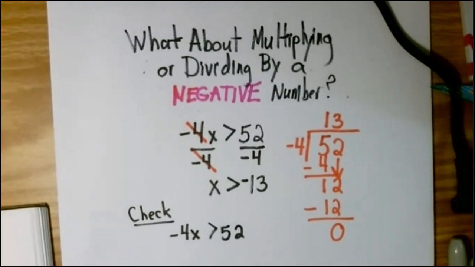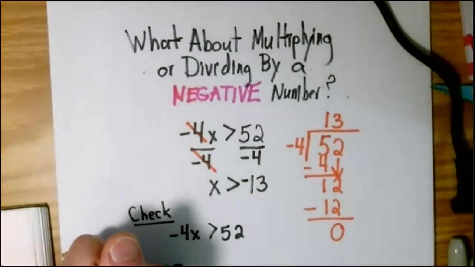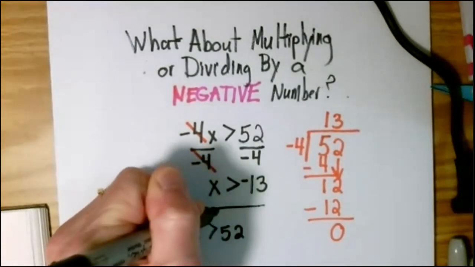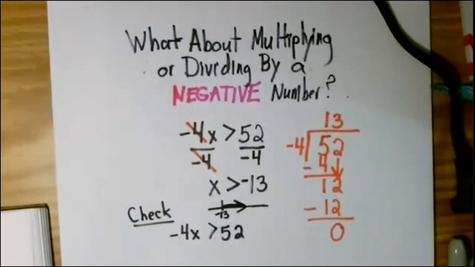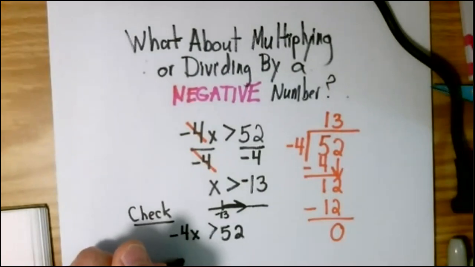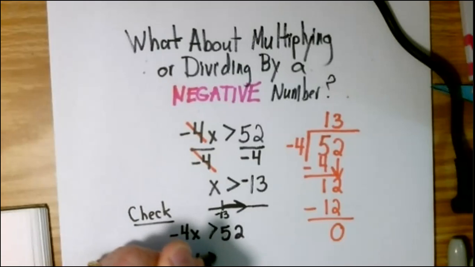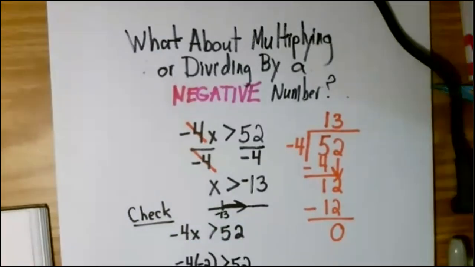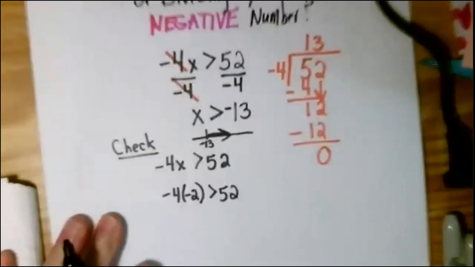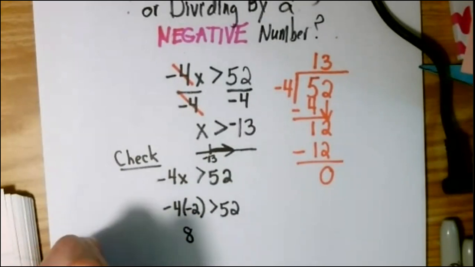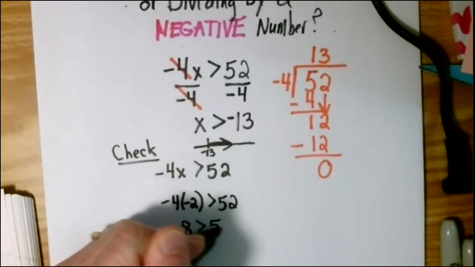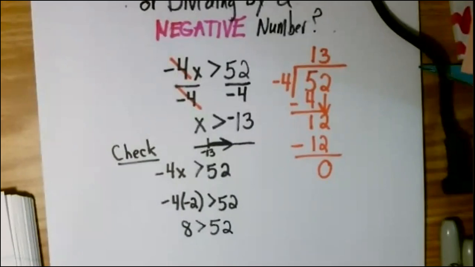So let's pick something easy. Let's pick negative 2. Let's plug in negative 2, because if I draw, let me just draw this. So here's negative 13. So we want something going to the right of negative 13, correct? So we're going to do negative 4 times negative 2 is greater than 52. Let's see what happens when we do that. 2 times 4 is 8, right? Two negatives make a positive. 8 is greater than 52. Is that a true statement? Is 8 greater than 52?